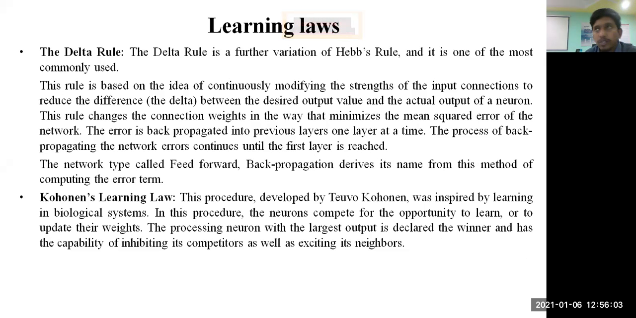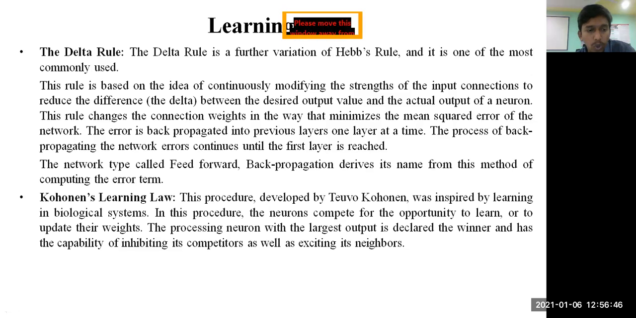And you have two more laws. The next one is the delta rule. Delta is nothing but the distance or the difference. This rule is based on the idea of continuously modifying the strength of the input connections to reduce the difference between the desired output value and the actual output. Whenever you get some difference between the desired output and the actual output, we basically add or remove some weights in the neural network. That is done by calculating the delta, or the difference. This network type is called feed forward, and back propagation also comes under this category.